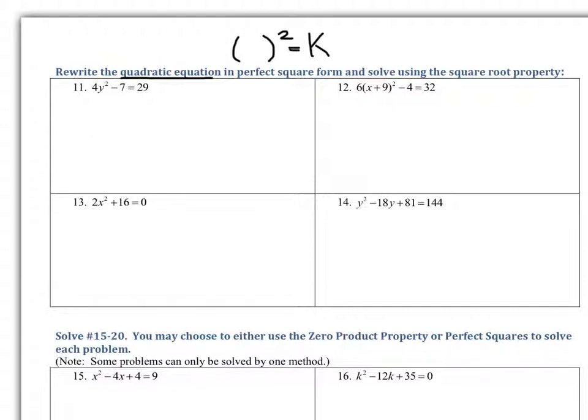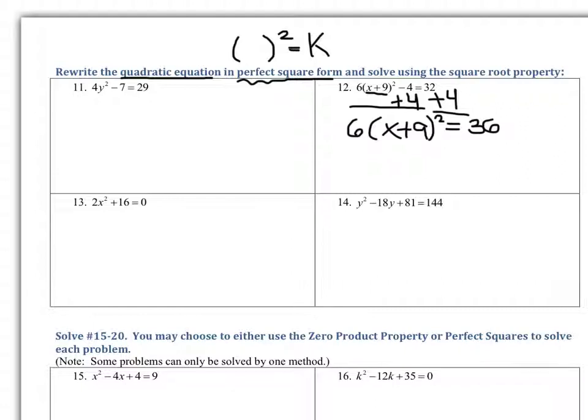So let's pick one. How about if I do 12? First thing we want to do is rewrite it so it's in perfect square form. In other words, I need to get the (x + 9) squared isolated. So first I'm going to add 4 to both sides. Now I have 6 times the quantity (x + 9) squared is equal to 36. Now I'm going to divide by 6, so I have (x + 9) squared equals 6.